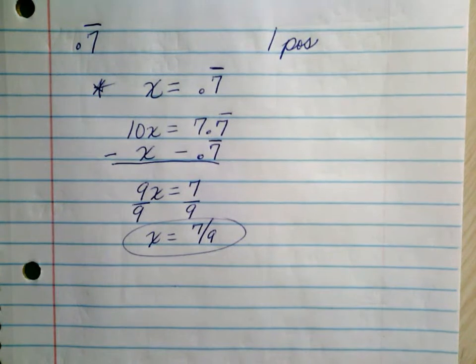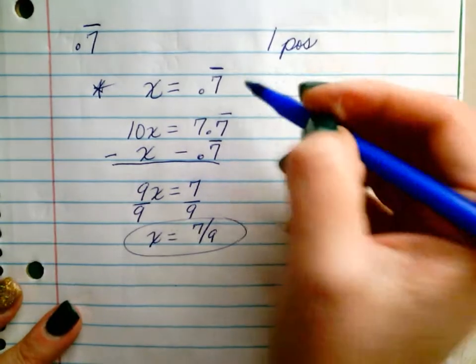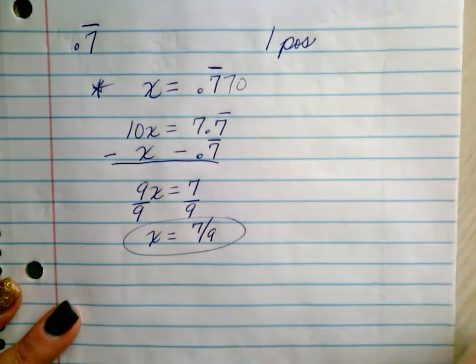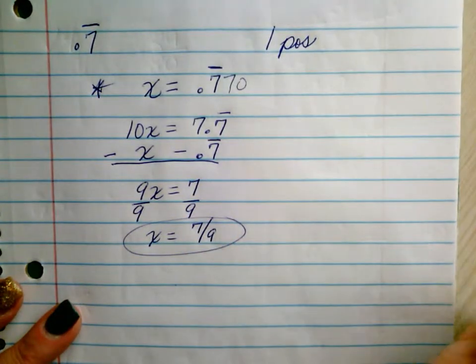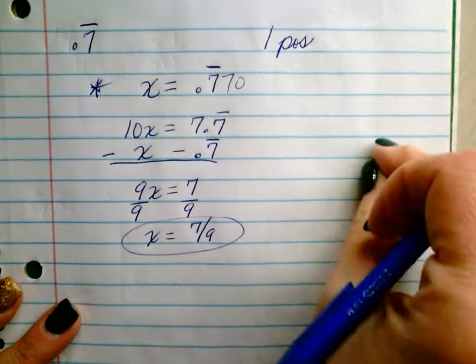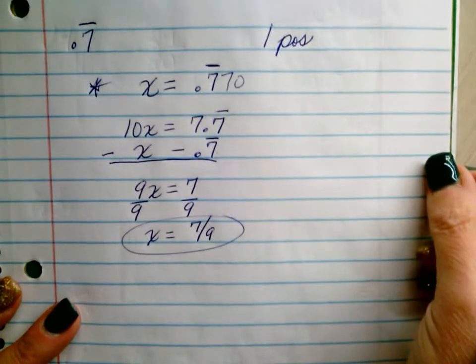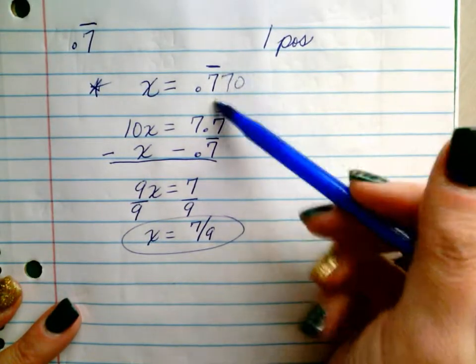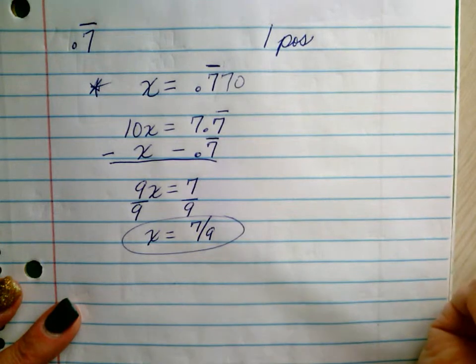Yes, sir? So if you had 777, would you eventually end up with 777 over 999? 990. If you had 770, 770 wouldn't be a repeater though. 777, you would have 777 over 999. But you wouldn't do that because 7 is where you repeat. Do you know what I'm saying?